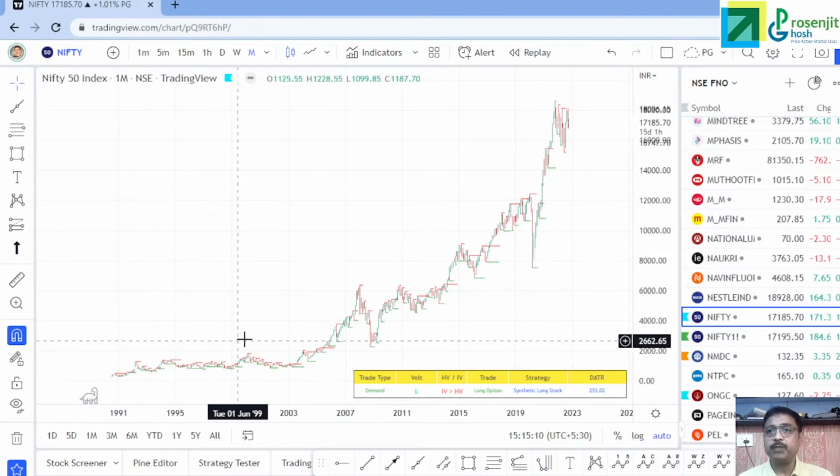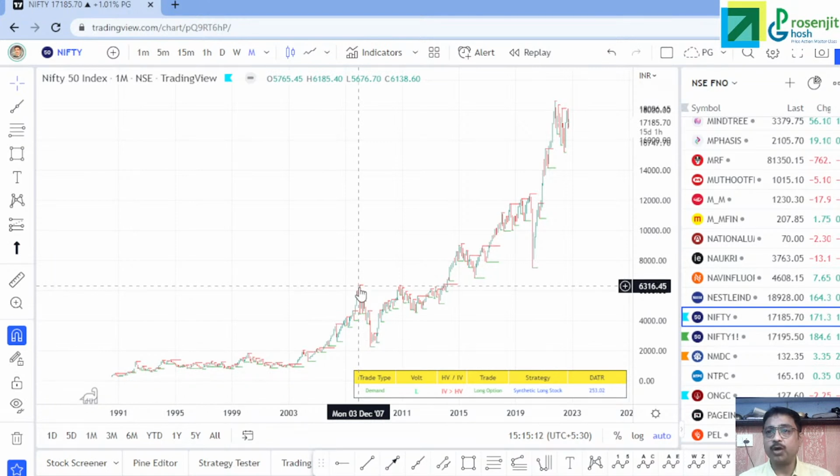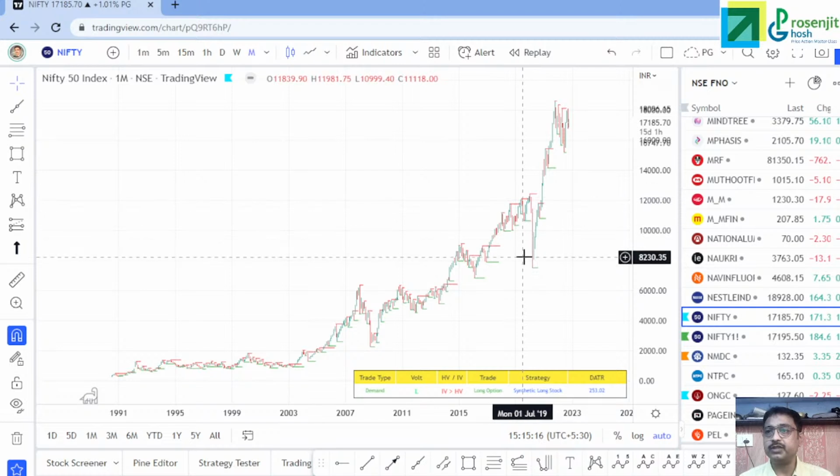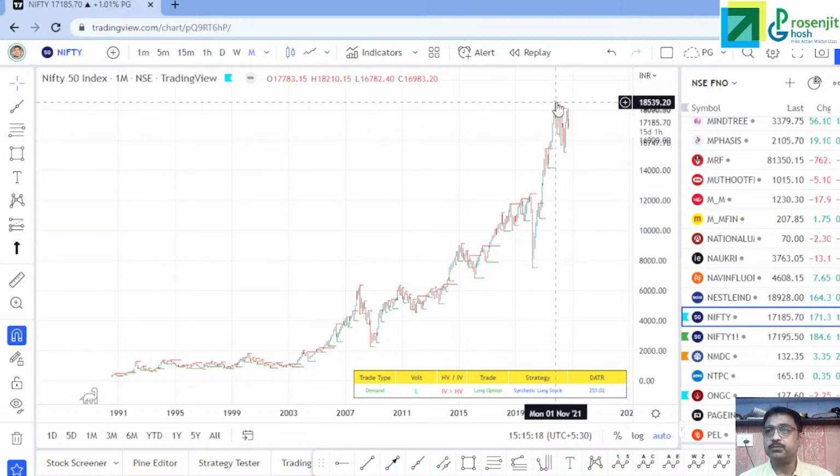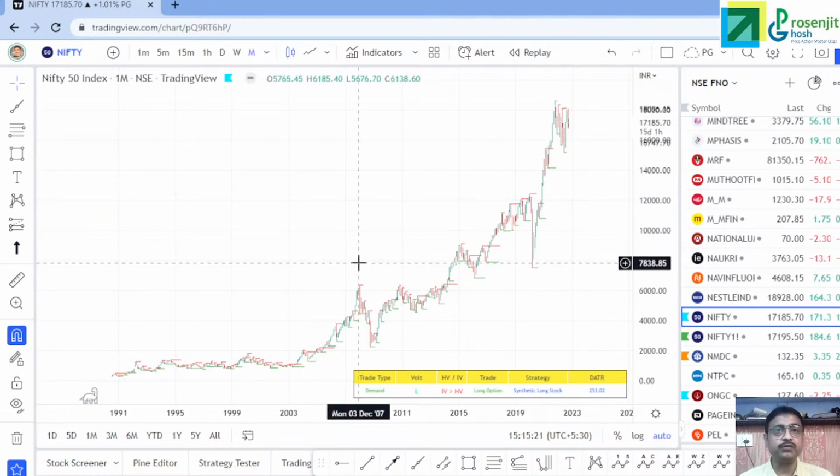So here price has moved up to this point, stopped and changed its trend, dropped, moved up, stopped, changed its trend, dropped, moved up, stopped, and our expectation is that a change of trend can happen soon. Let us find out using the steepness of the Nifty chart.